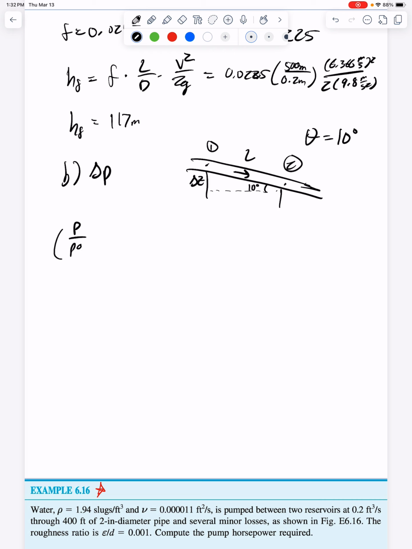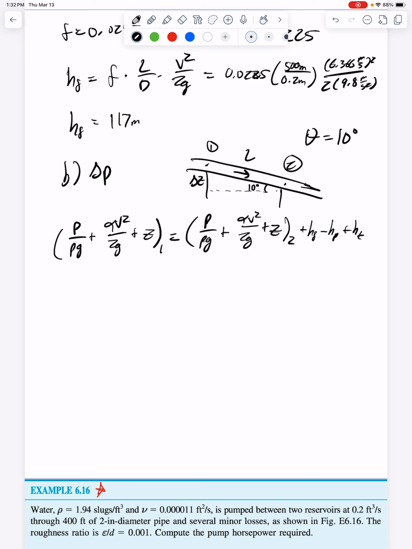P over rho g plus my velocity head term plus height equals pressure term, velocity head term, height plus head loss minus work by pump plus work by turbine. In this pipe flow, pressure difference drives the flow, but the flow is also occurring due to a height difference. The oil is just sliding down the pipe, kind of like a slide. There's no pump or turbine needed, so those two terms go away.